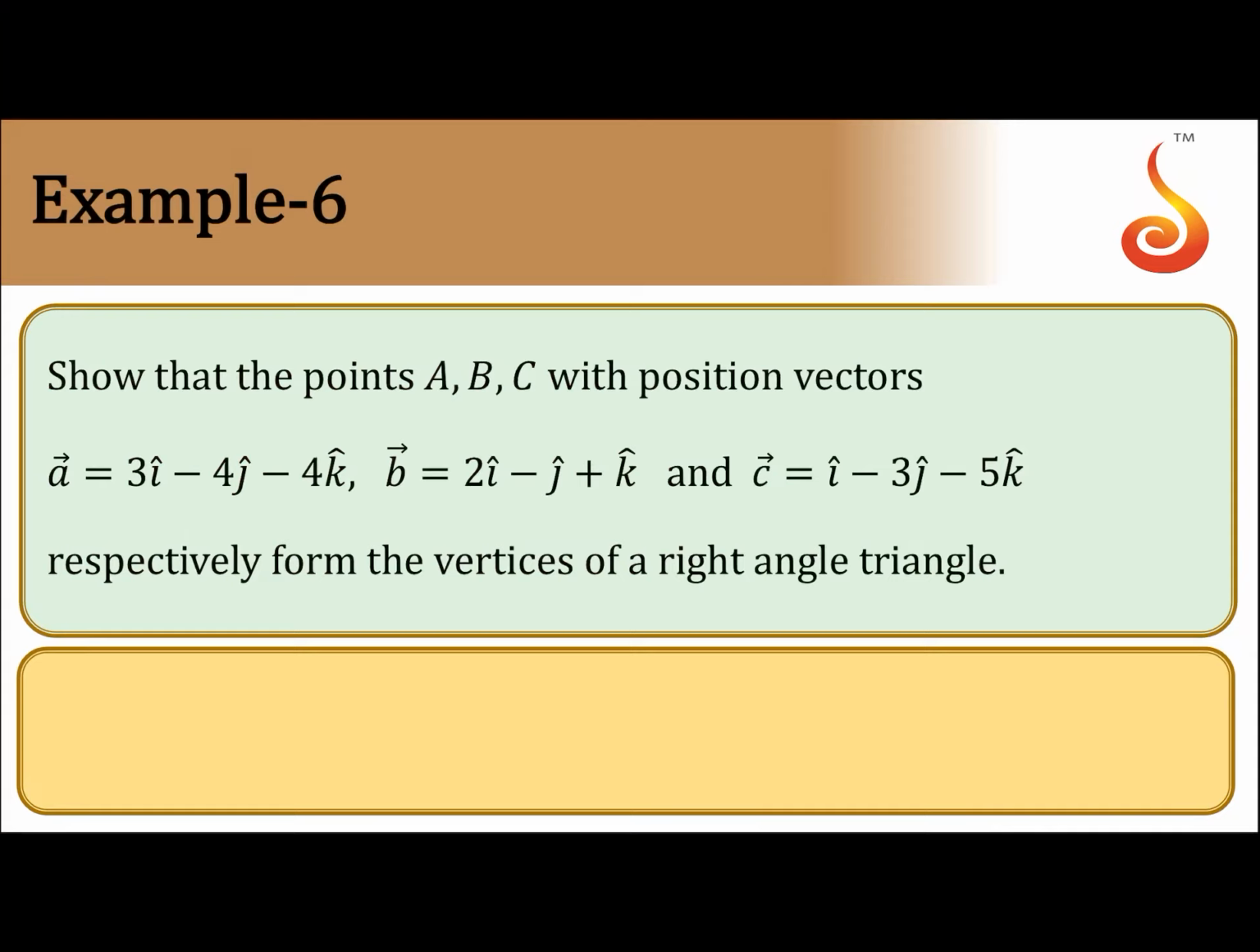Try to understand. You are given the position vectors of the 3 points A, B, C, the vertices of a triangle. We have to prove that it is a right angled triangle. You know the meaning of right angled triangle: the triangle's sides follow the Pythagoras theorem, AB square plus BC square is equal to AC square.